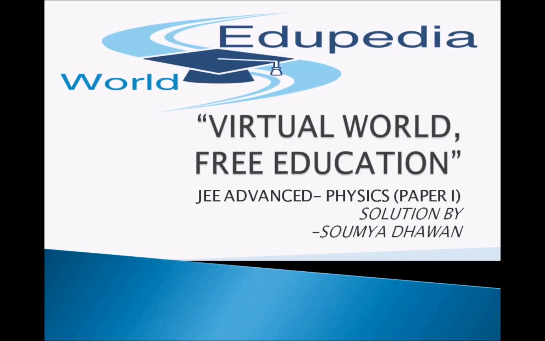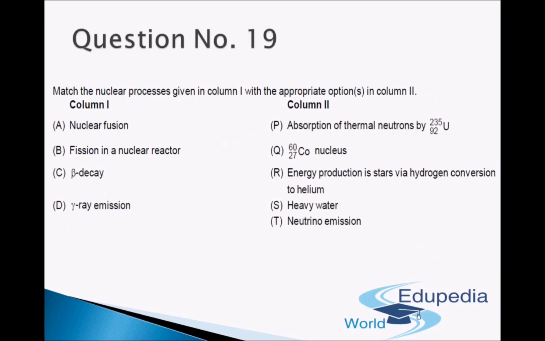In this video, I will show you the solutions to the problems in the physics part of paper 1 of the 2015 JEE Advanced question paper. Now we are done with the multiple choice questions and we move on to the column questions. So the first one is about radioactivity.